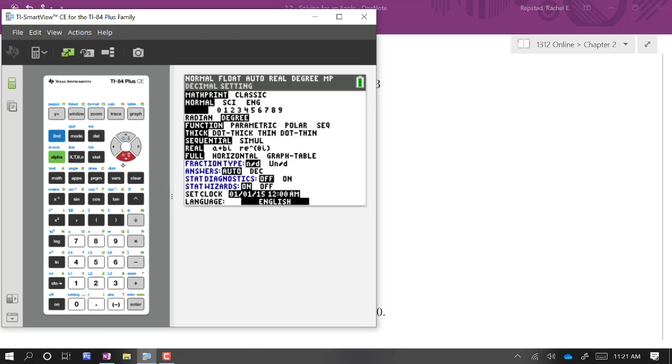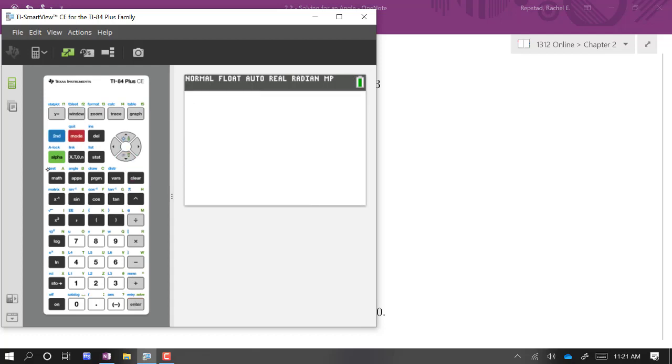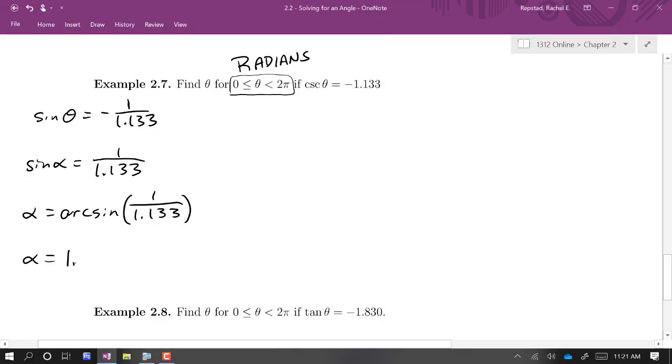I'm going to change my mode to radian mode and try again. Arc sine of 1 over 1.133. And I get 1.081. Now, radians are dimensionless, so when you write an angle in radians, you can leave the units off entirely. Some people like to write RAD, and that's fine. Sometimes adding more information is never a bad idea. So there's our reference angle in radians.